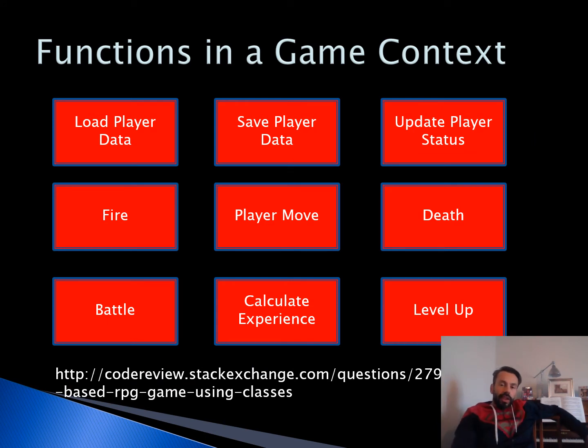Now, when you're thinking of functions in a game context, a game is incredibly complicated, and you've got to think of all the different things that happen within a game. So there are many, many things. Like load player data. How do you save the player data as well? Let's go for blue now because that's not showing up very well. Loading player data, saving the player data, updating the player status. How does that actually occur? Fire, some form of blasting move. If you're moving the player, what happens if they die? A battle, calculating the experience, leveling up. So there are many, many things in a game's context to actually consider.